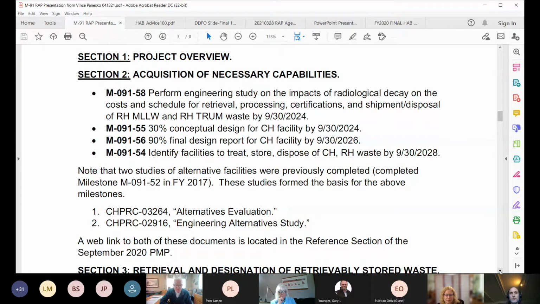This is the first part of the book. When you open up the middle of the book, you discover that there have been some studies that already looked at all of the various options. These two studies I'm showing down here are the alternate evaluation and the engineering alternate studies. If you go to the PMP reference section, you'll find those documents. They have all kinds of different options for how to handle remote-handled and large package processing.